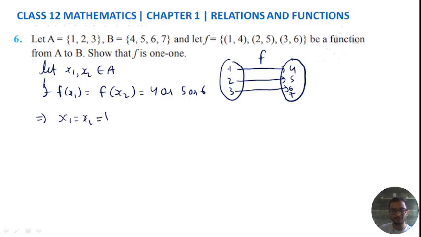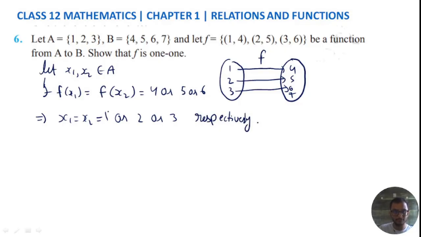Because if I am taking x1 equals 1, x2 equals 2, then f of x1 will be 4, but f of x2 equals 5, which will contradict that we have taken f of x1 equals f of x2. Thus x1 should be equal to x2 should be equal to 1. And if I am taking f of x1 equals f of x2 equals 5, then x1 equals x2 should be 2, and similarly x1 and x2 should be 3, if I am taking f of x1 equals f of x2 equals 6, respectively.